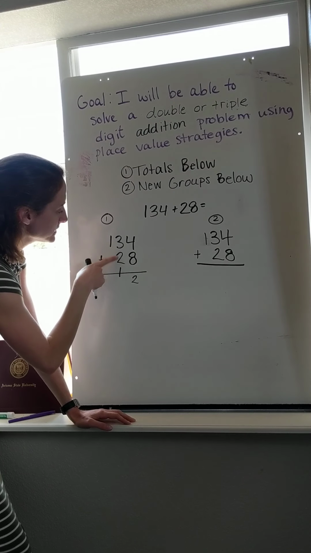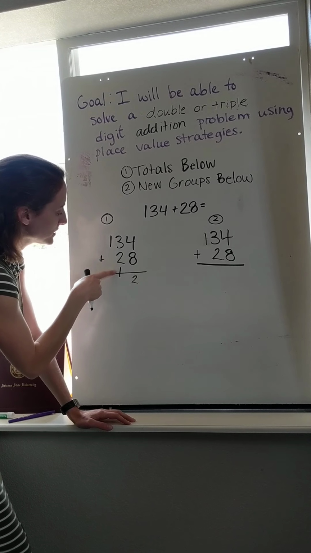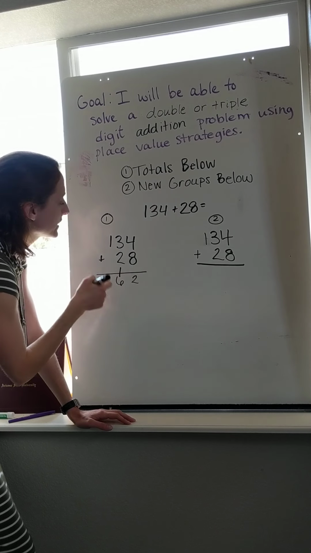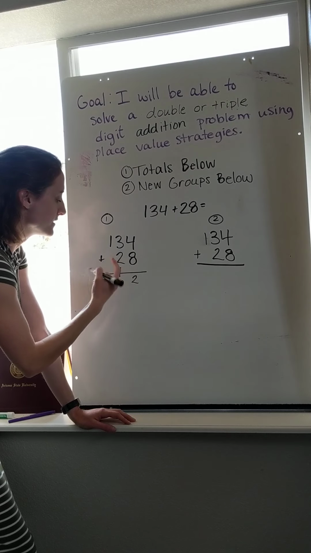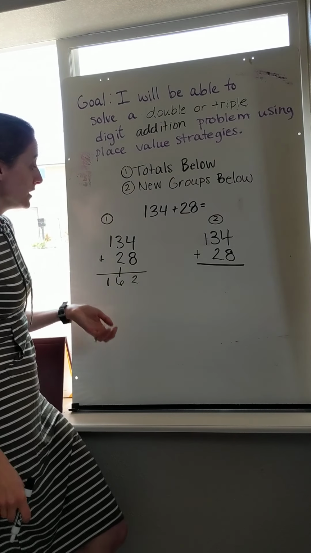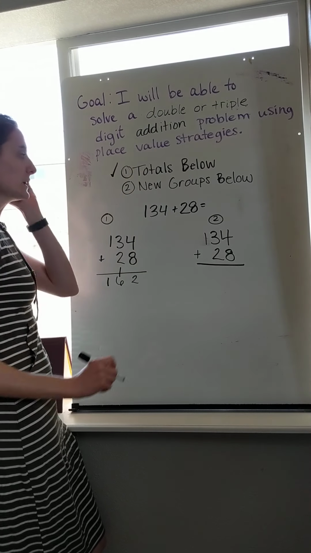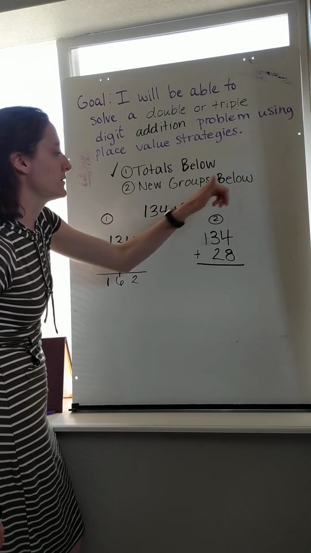Then it goes 3 tens plus 2 tens plus 1 ten. 3 plus 2 is 5, plus 1 more is 6. Then I have 100 plus nothing makes 100. So I quickly and efficiently found my answer with the strategy totals below. Okay? Now I'm going to prove it with my new groups below strategy.